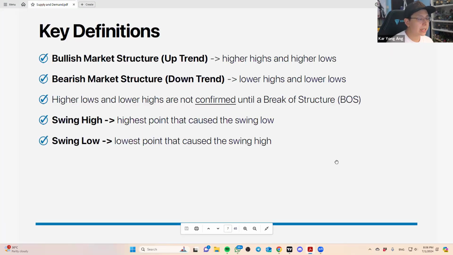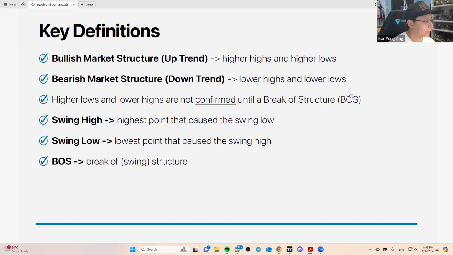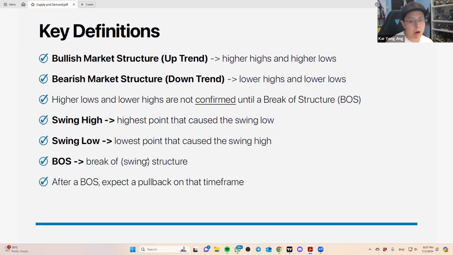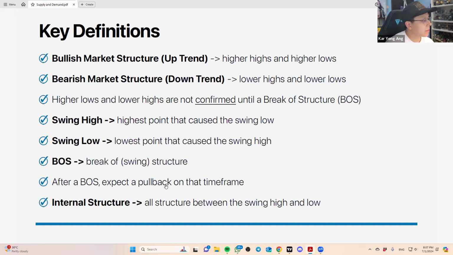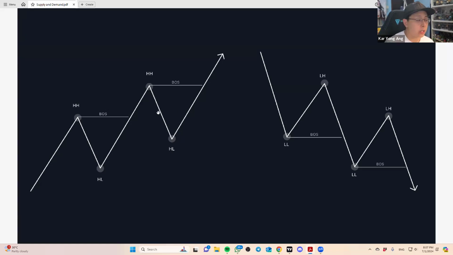So to utilize this technique, you need to be familiar with what we call market structure. To identify bullish market structure, bearish market structure, you need to then understand what break of structure means, BOS. And in order for you to identify a break of structure, you also need to be able to identify swing highs and swing lows. So BOS is the short form of break of structure. The principle here is every time we get a break of structure, we expect the market to pull back.